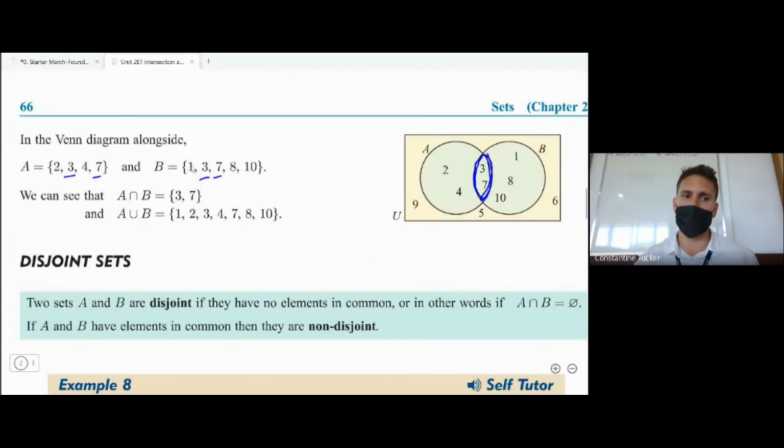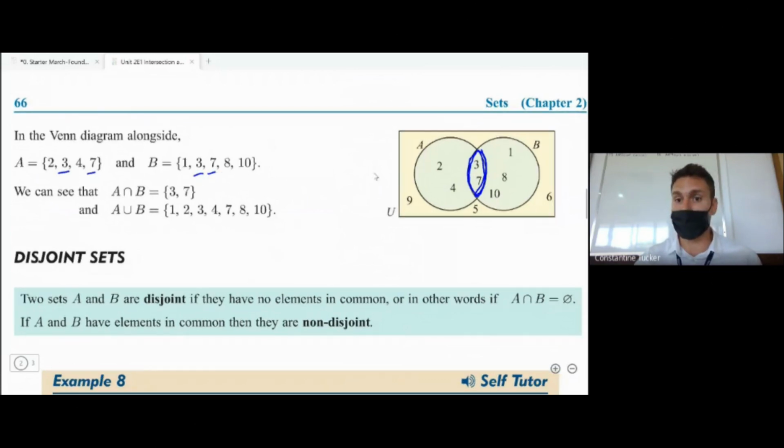So notice 1, 2, 3, 4, 7, 8, and 10. And notice I don't list anything twice. I just have 1, 2, 3, 4, 7, 8, and 10. Okay, and I'll just put it all in there. Now, that is pretty much it. Oh, by the way, if there's anything which is not in A or not in B, we'll have to just put it outside. Just keep that in mind.